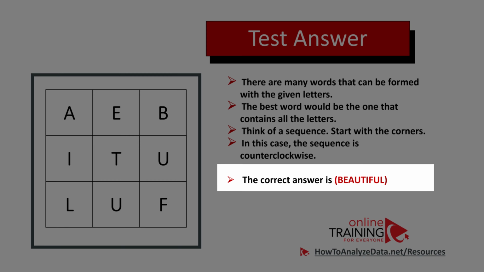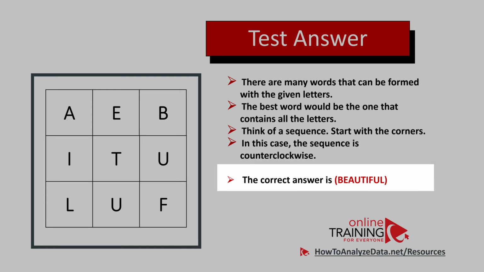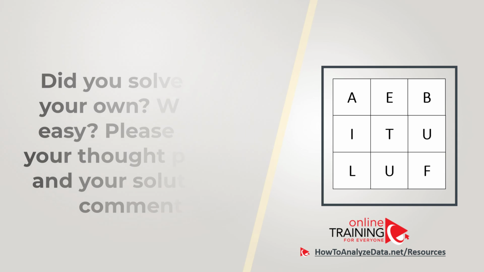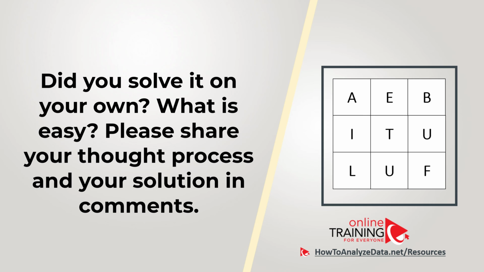The correct answer here is the word beautiful, which starts in the upper right corner. And then you go by the letters B-E-A-U-T-I-F-U-L. And that's how you get to the correct answer, which is the word beautiful. Hopefully you've nailed this question and now know how to answer similar problems on the test.